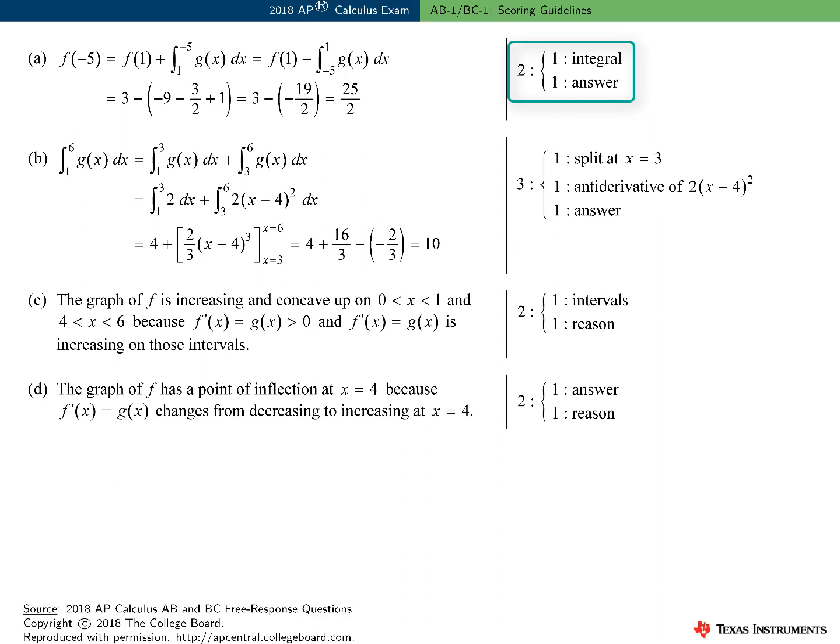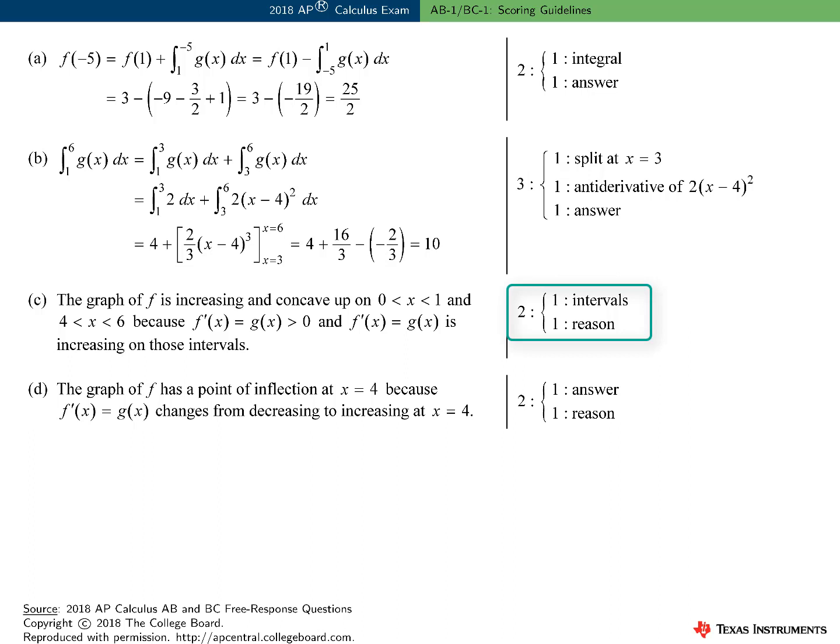Part A was worth 2 points. 1 point for writing the correct definite integral used in obtaining the answer, and 1 point for the final answer. Part B was worth 3 points. 1 point for recognizing and communicating that in order to evaluate the definite integral, we need to split it into 2 parts at x equals 3. 1 point for the antiderivative of the polynomial piece, and 1 point for the final answer.